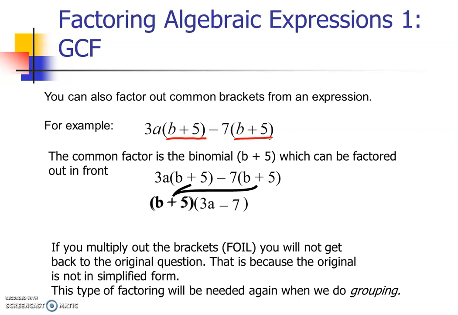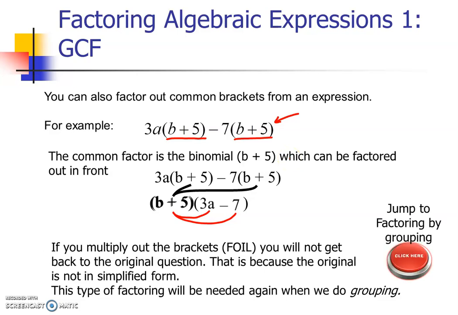And just like before, we could use the distributive property, b plus 5 times 3a and b plus 5 times negative 7, to bring us back to that original expression that we have. Now, if we did FOIL right now, we're not going to get back the original thing because the original is not in simplified form, right? You would have to multiply and get all the like terms. We're going to see that kind of factoring later when we do something called grouping. No, we're not going to jump to the grouping right now.